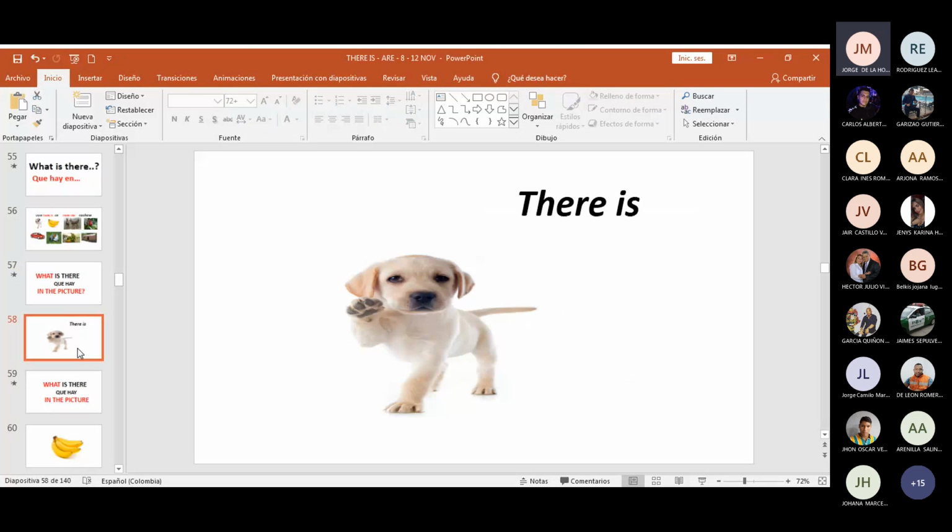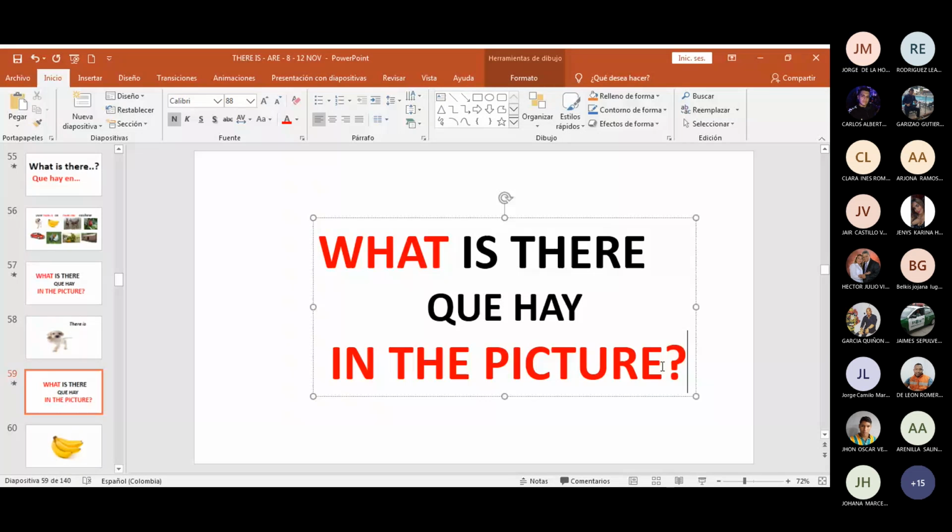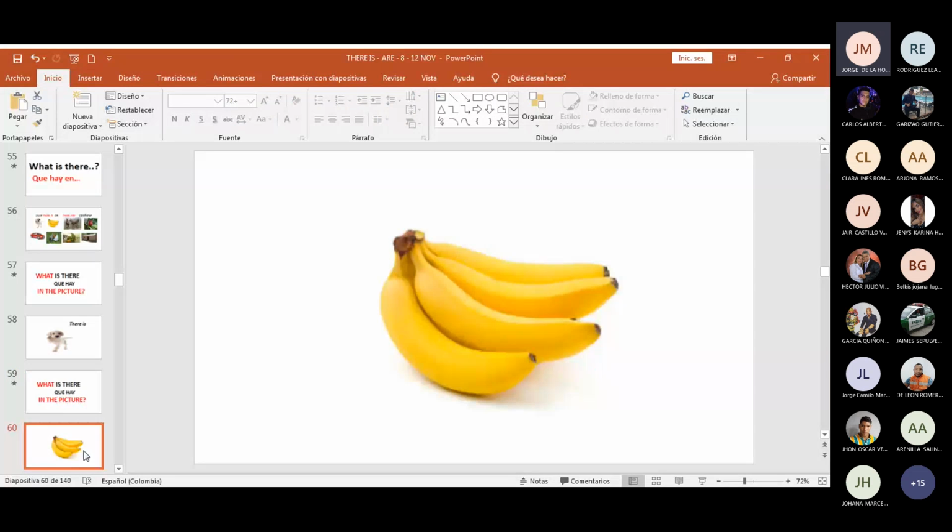Okay, student, what is there in the picture? According to the picture, according to the image, what is there in the picture? There is a dog. Very good. Remember the question, student. The question all the time is going to be, what is there in the picture? Because I'm curious, like the little monkey Curious George. Okay, student, what is there in the picture? There are some bananas. Very good. If I want to say the exact number, student, there are some bananas. Other option?